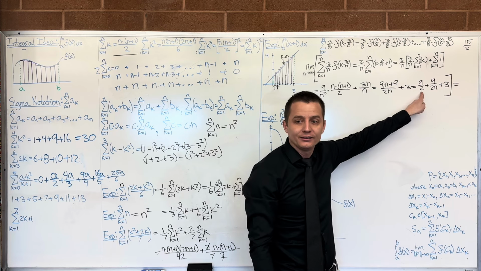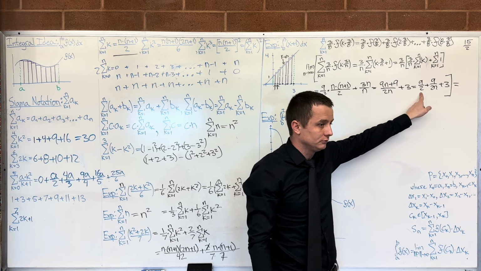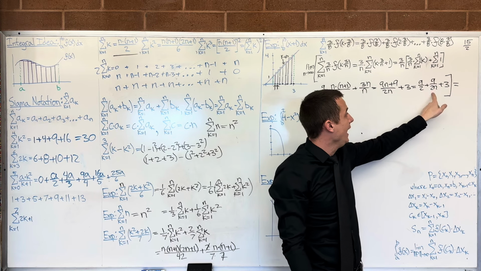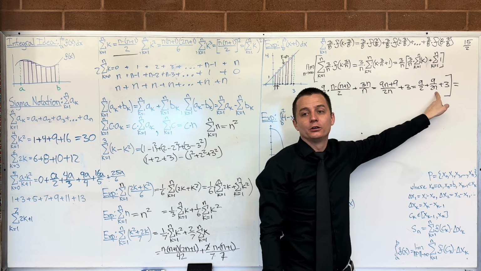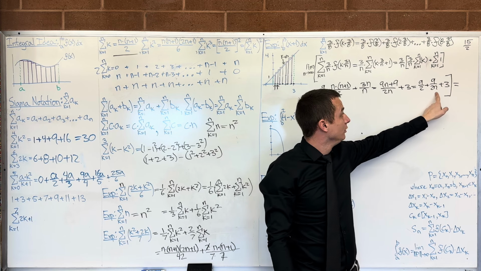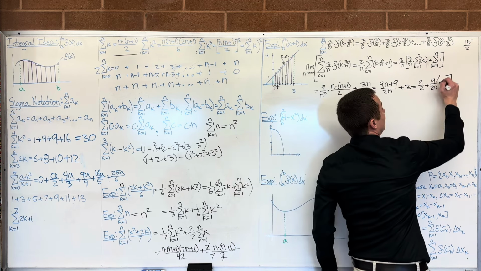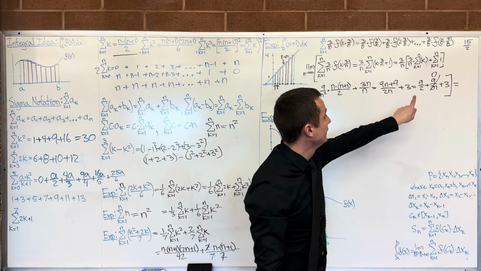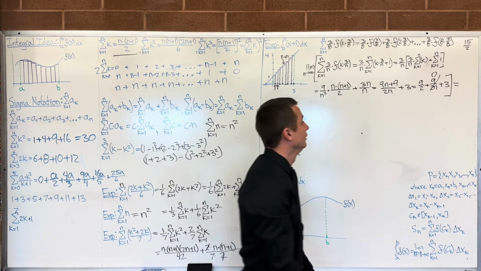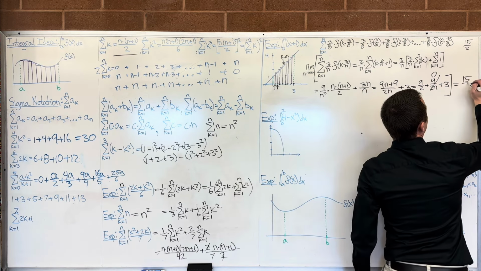What's 9 halves as n approaches infinity? 9 halves. And 3 is? 3. And 9 over 2n as n approaches infinity? It goes to 0. So what's 9 halves plus 3, or what's 9 halves plus 6 halves? 15 over 2. 15 halves.